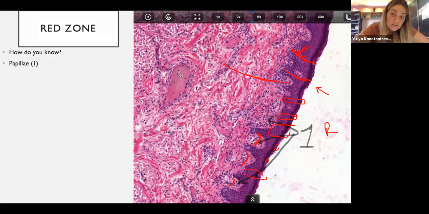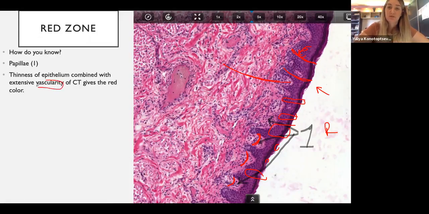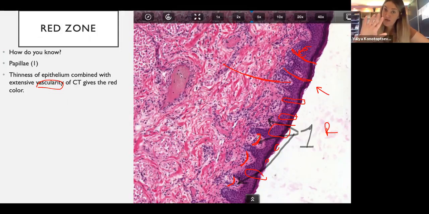Dermal papillas of the red zone are very special because they are extremely vascular, extremely. The same dermal papillas are present in your fingertips, that have the fingerprint. But those dermal papillas aren't vascular. These ones are. So I repeat, do not confuse yourself. Dermal papillas are not limited to your lip. We also have them in the skin, like at your fingertip.